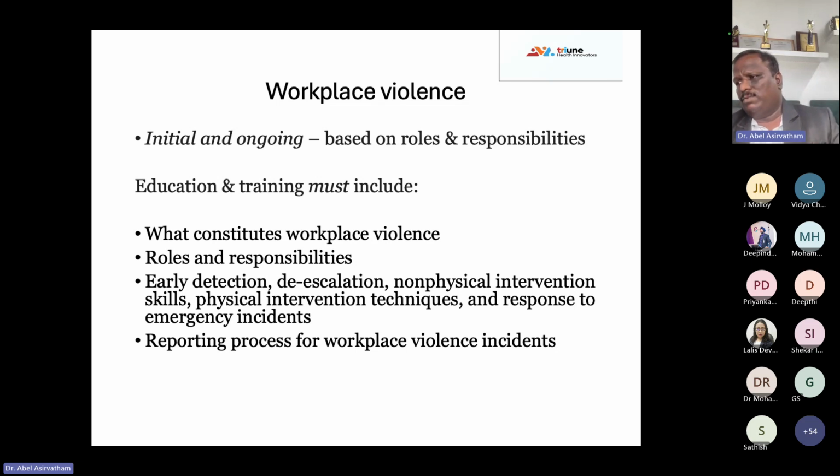So reporting process for workplace violence incidents. So you can choose to have a code for this, but again left to the hospital. Okay, so the hospital defines what is workplace violence and how they manage it. Okay, so that needs to be very clear.